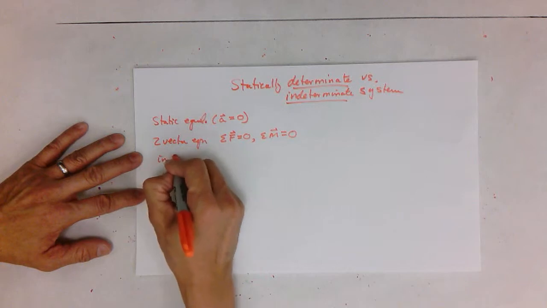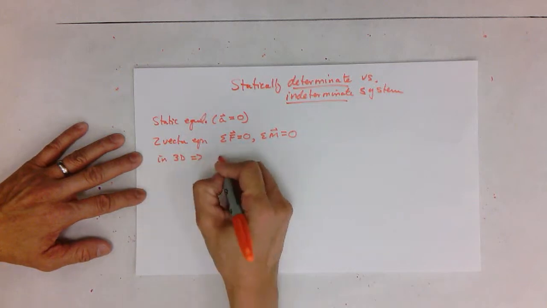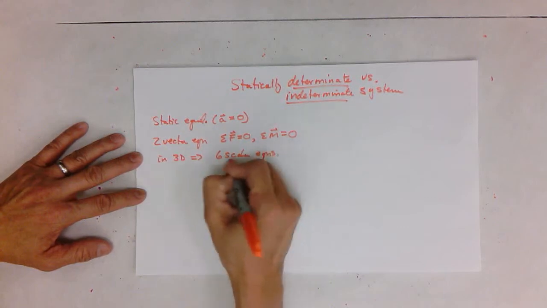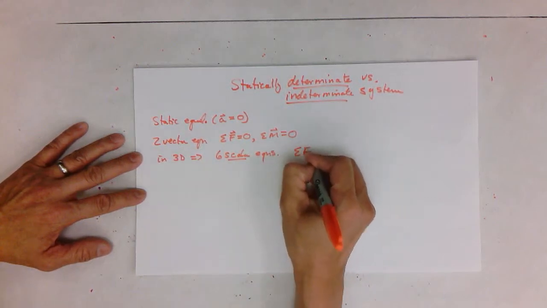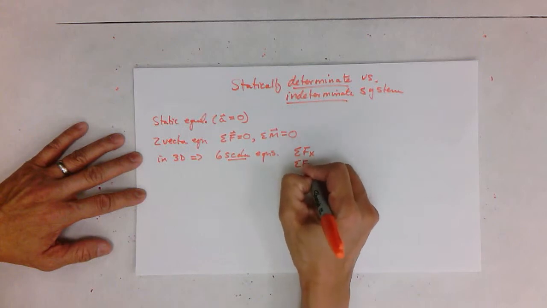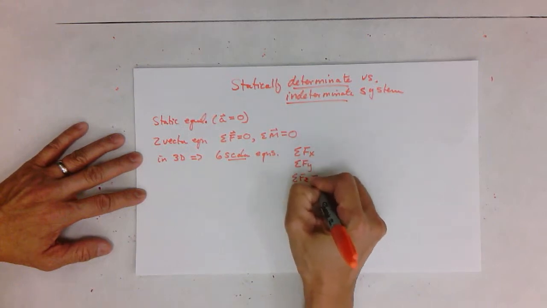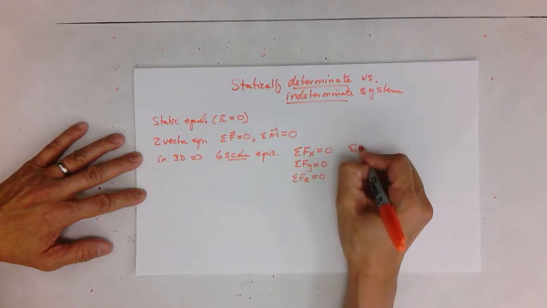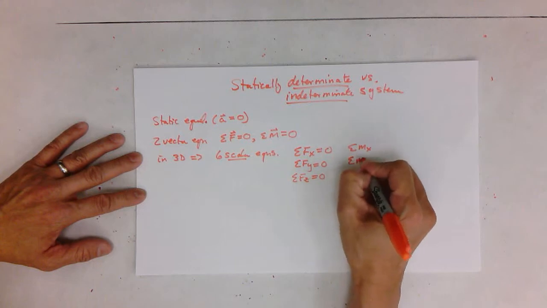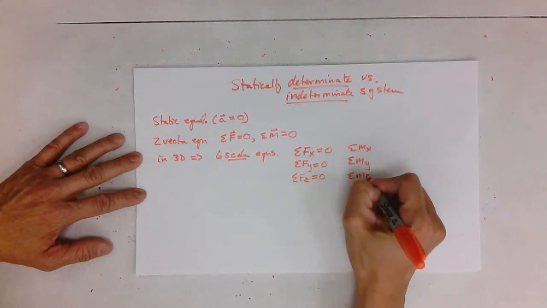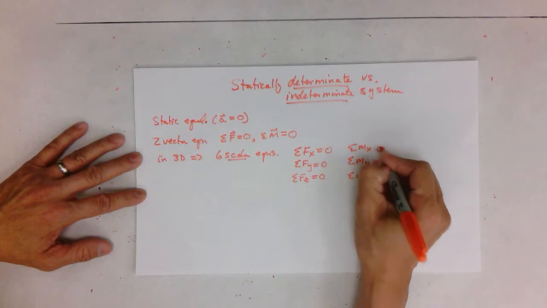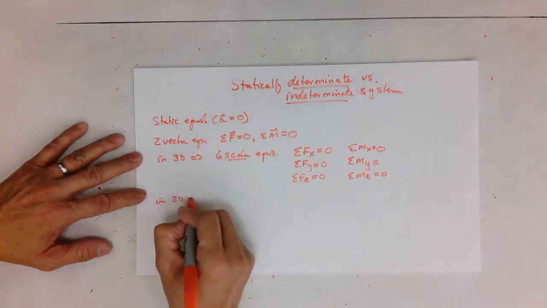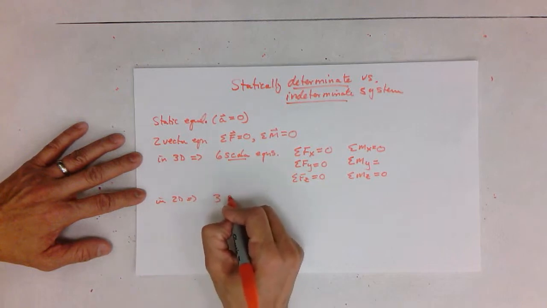and sum of moments. In 3D, this is going to yield 6 scalar equations. Sum of the forces in the x, sum of the forces in the y, sum of the forces in the z directions. So the components of the force vector are all 0, and likewise the components of the moments in all 3 directions are going to be 0. And in 2D, this gives 3 scalar equations.